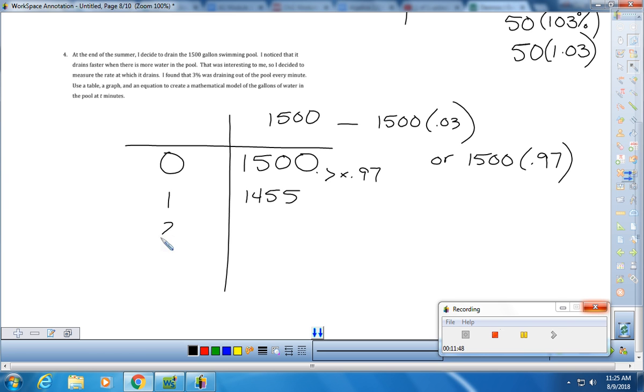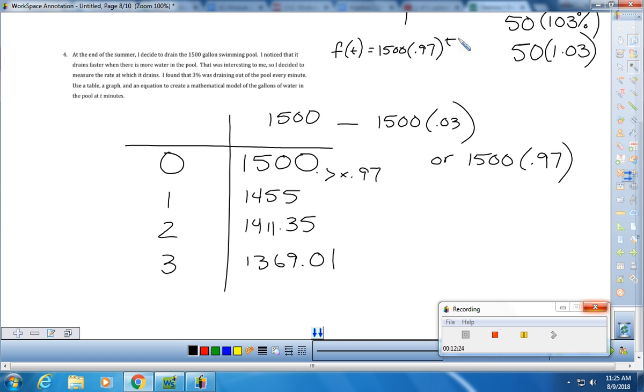After 1 minute, we'll have 1455. After 2 minutes, just multiply that by 0.97. You'll have 1411.35. After 3 minutes, just multiply that by 0.97. You'll have 1369.01. So every time we're multiplying by 0.97, and we started at 1,500. So our equation will be f of t is 1,500 times 0.97 to the t.